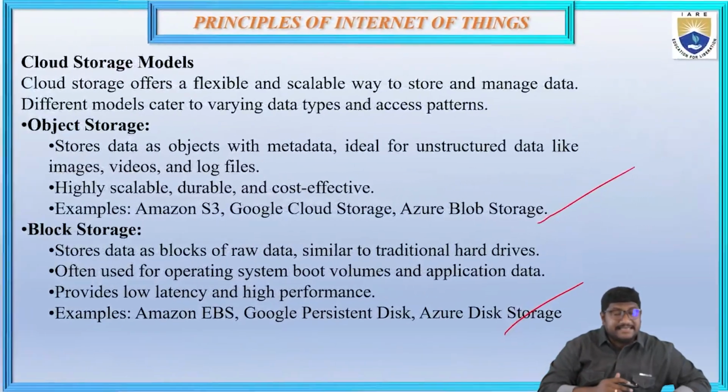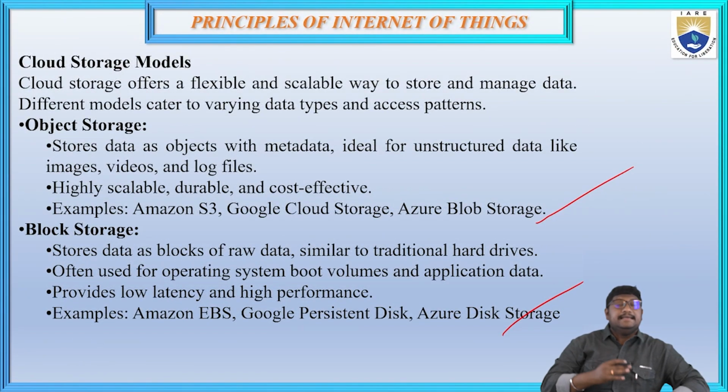And coming to the next thing, which is cloud storage models. In this cloud storage model, as I told you, there are three different types of storage. One is object storage, another is block storage, another is file storage. Coming to object storage, the data is stored in the form of objects with metadata, which is ideal for unstructured data such as images, videos, and log files. Object storage is highly scalable, durable and cost effective. The best examples are Amazon S3, Google Cloud Storage and Azure Blob Storage.